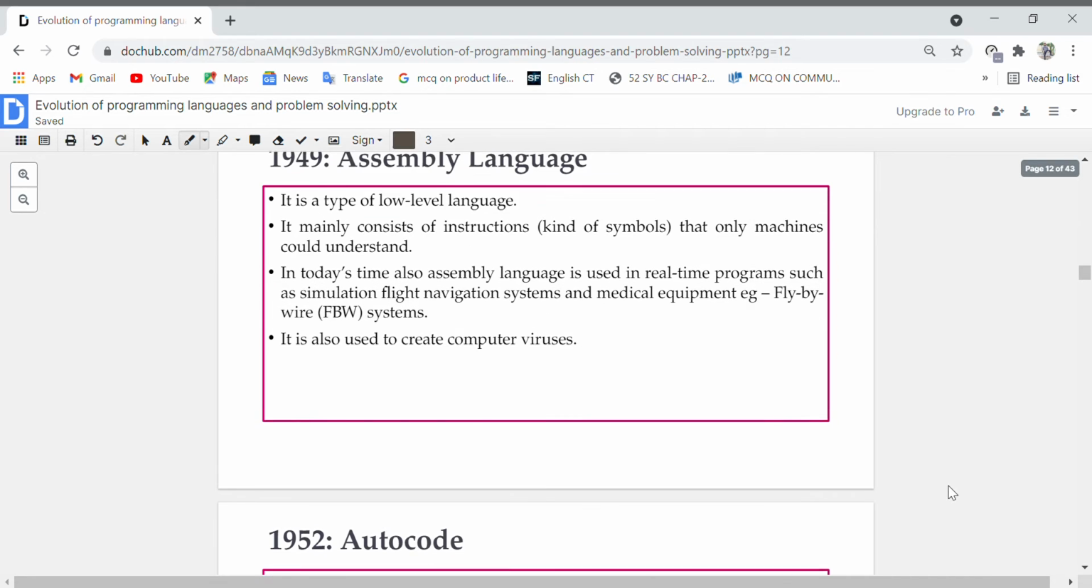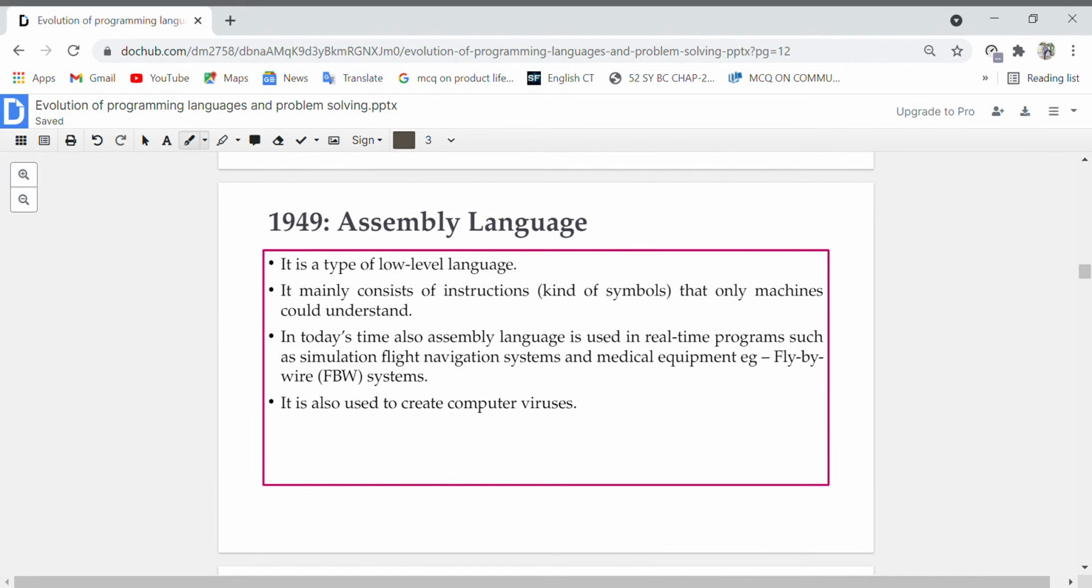Then assembly language, you can say it is a low level language. It uses symbols for the machines to understand, and it is also used for creating computer viruses. Example is flight simulator navigation system.